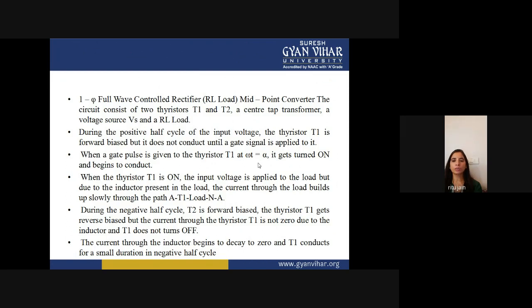When the thyristor T1 is on, the input voltage is applied to the load, but due to the inductor present in the load, the current through the load builds up slowly through the path A, T1, load and A. So during the negative half cycle, T2 is forward biased and the thyristor T1 gets reverse biased, but the current through the thyristor T1 is not zero due to the inductor, and T1 does not turn off. So the current through the inductor begins to decay to zero and T1 conducts for a small duration in the negative half cycle.